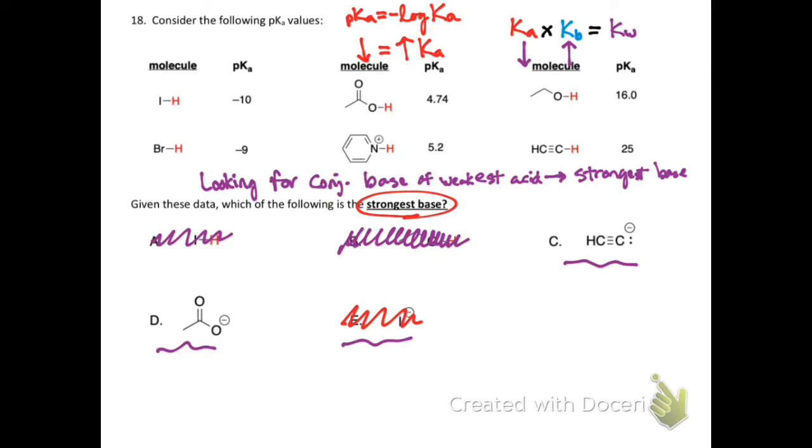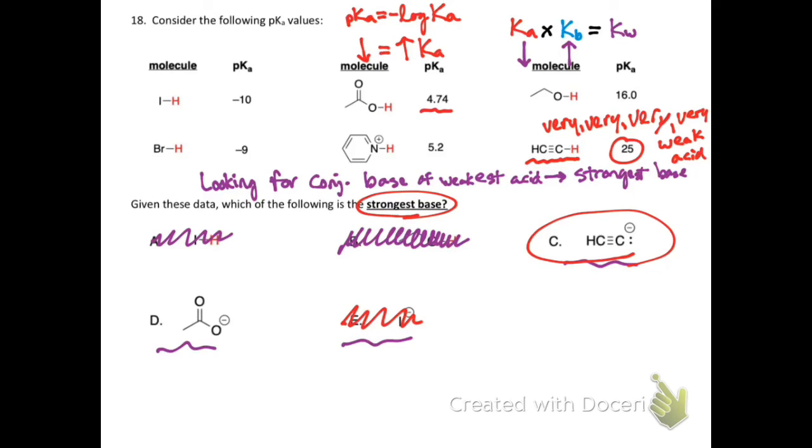So then between these 2 other molecules, we have acetate. So acetate, we can see the pKa of acetic acid is 4.74. But if we look at this molecule here, this is acetylene, C2H2. It's got a pKa of 25. This is a very, very weak acid, which makes this choice an incredibly strong base. So the weaker the acid, the stronger the conjugate base. This one being the weakest acid has the strongest conjugate base.